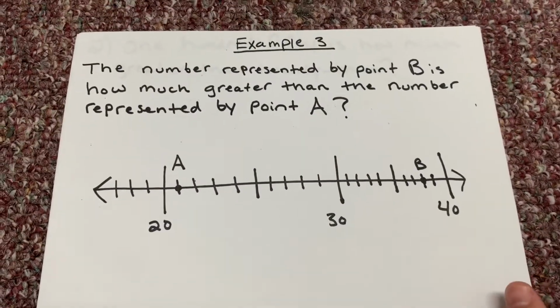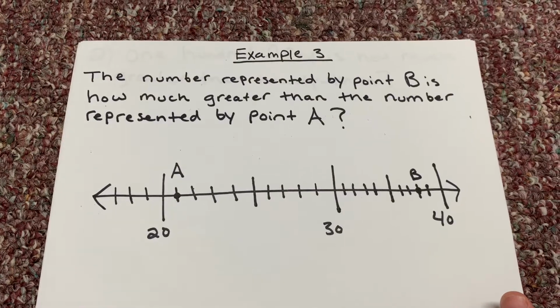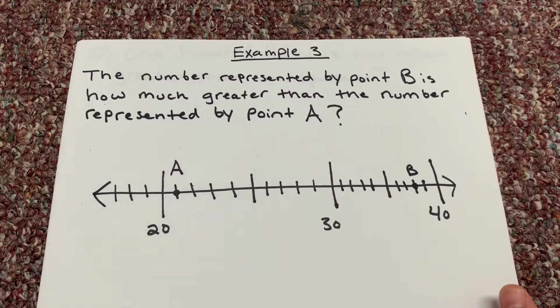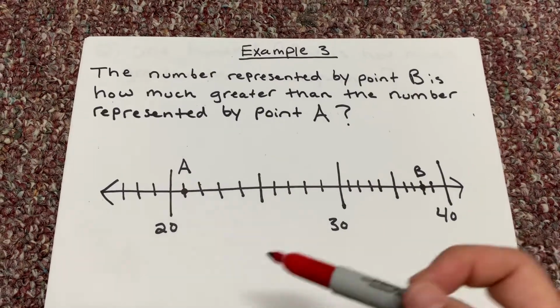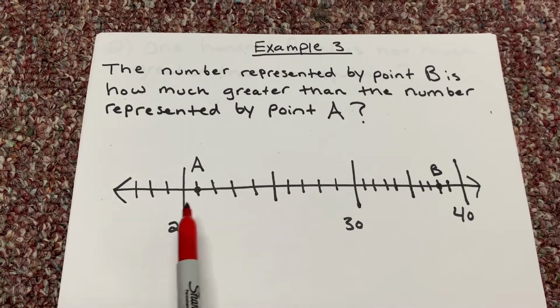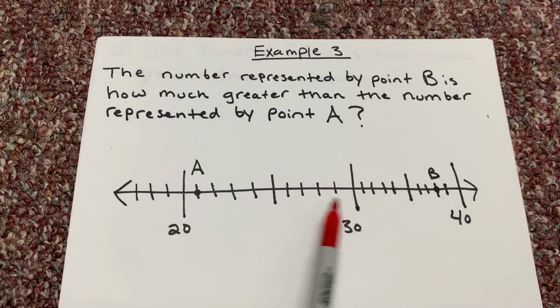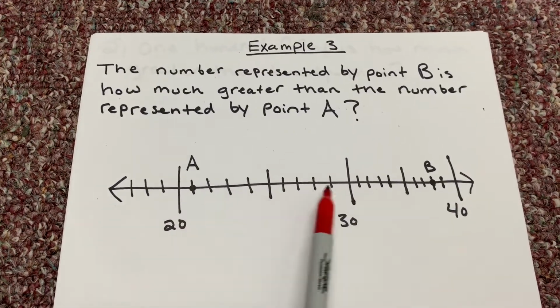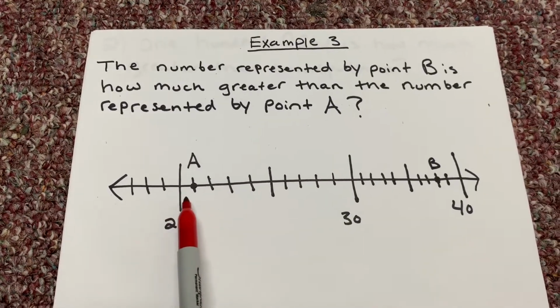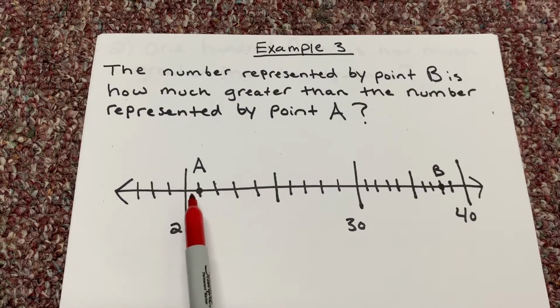Example 3 says, the number represented by point B is how much greater than the number represented by point A. Well, we've been doing number lines, 4th grade, and it's important before we even try figuring out what it is, we want to see what we're dealing with when we look at our tick marks between our numbers. Well, I noticed first of all, I'm going to start with 20 here. And I know there's point A's labeled here, but I'm not going to worry about that.